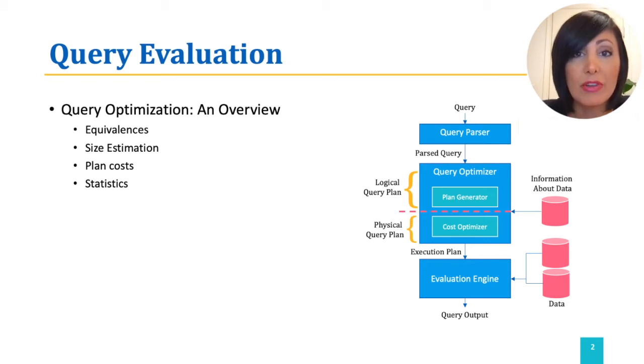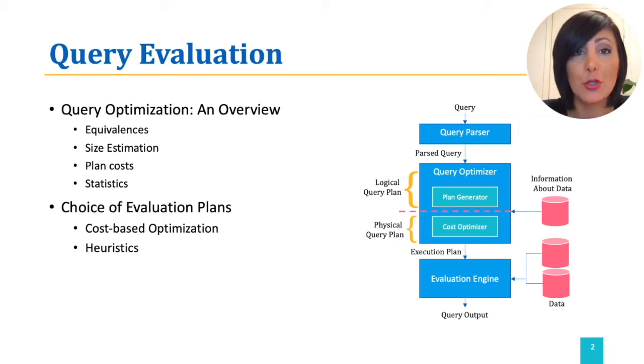First, in an overview, we will see how relational algebraic equivalences, size estimations, operation costs, and data statistics can be used in this process. Then, we will focus on the different approaches taken for choosing the evaluation plan at the optimizer. And finally, we will wrap up our discussions of query optimization with a few interesting topics such as multi-query optimization, optimization of updates, and the Halloween problem.